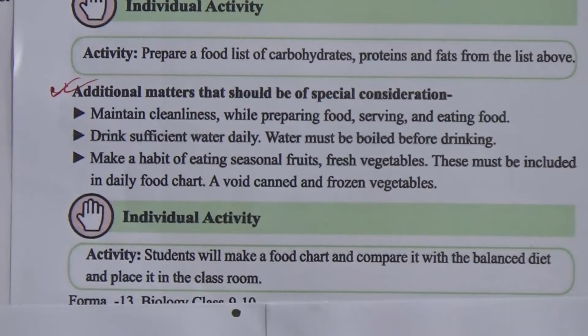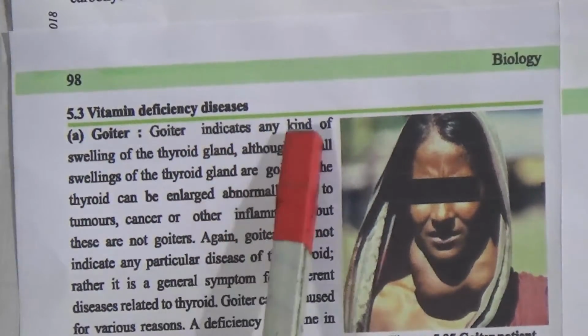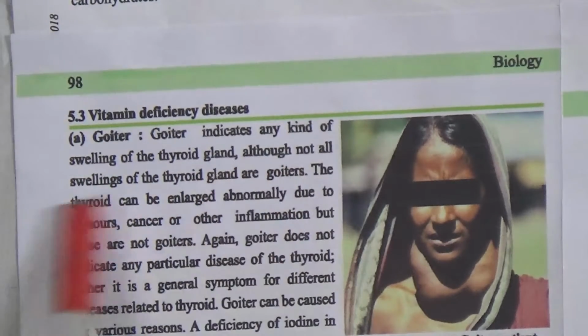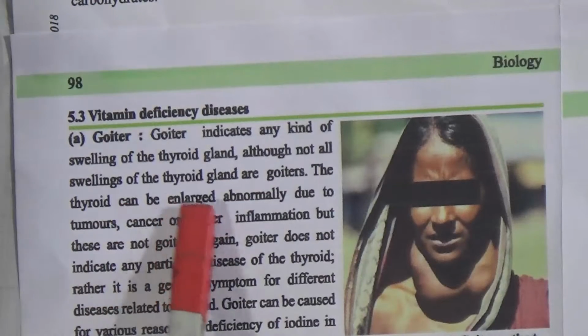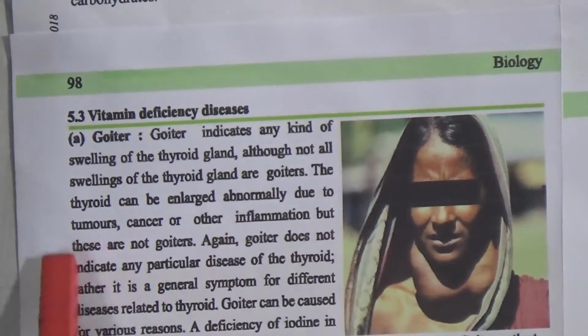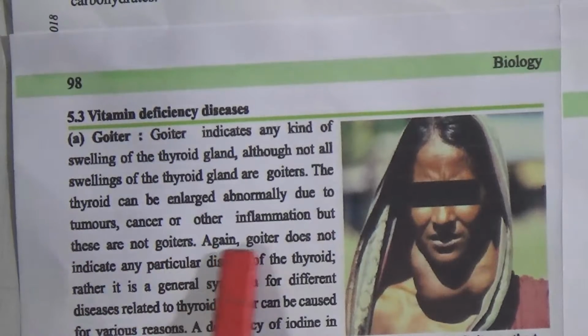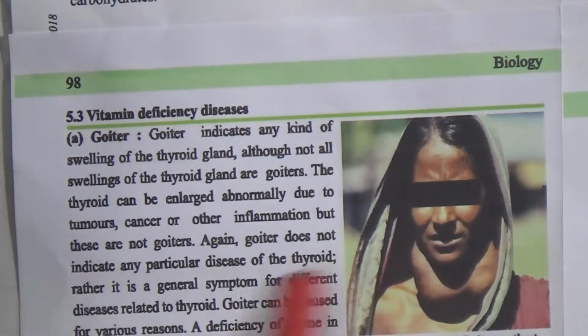Now come to the vitamin deficiency diseases. Dear students, this part on vitamin deficiency diseases is important for yourself. Now come to the first disease, that is goiter. Goiter indicates any kind of swelling of the thyroid gland. Although not all swelling of the thyroid gland is goiter, the thyroid can be enlarged abnormally due to tumors, cancer or other inflammation, but these are not goiter. Again, goiter does not indicate any particular disease of the thyroid.